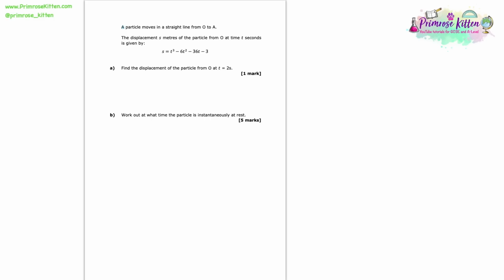A particle moves in a straight line from O to A. The displacement s meters of the particle from O at time t seconds is given by s equals t cubed minus 6t squared minus 36t minus 3. And we're asked to find the displacement of the particle from O at t equals 2 seconds.